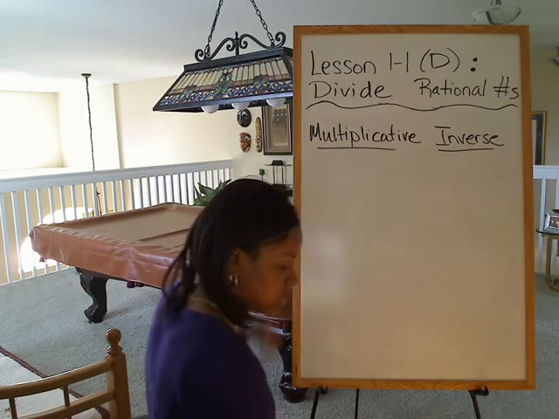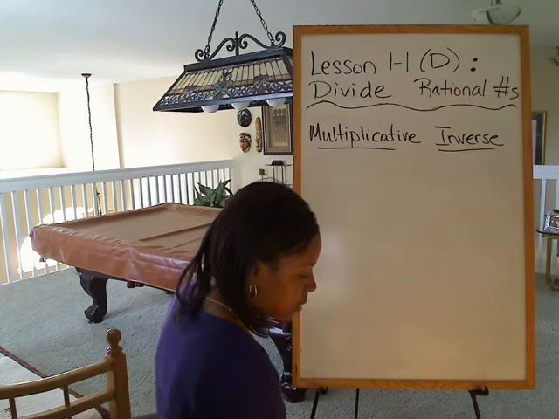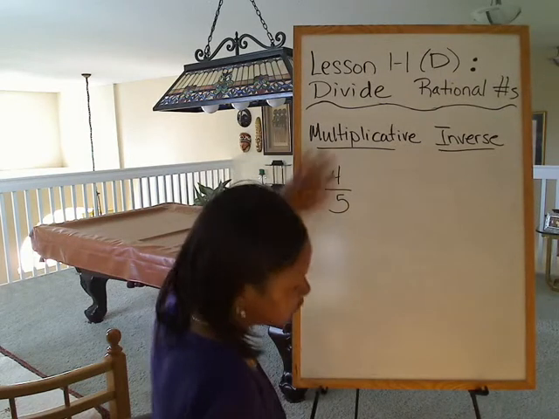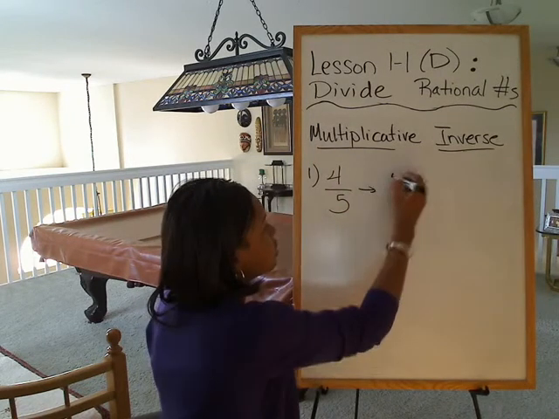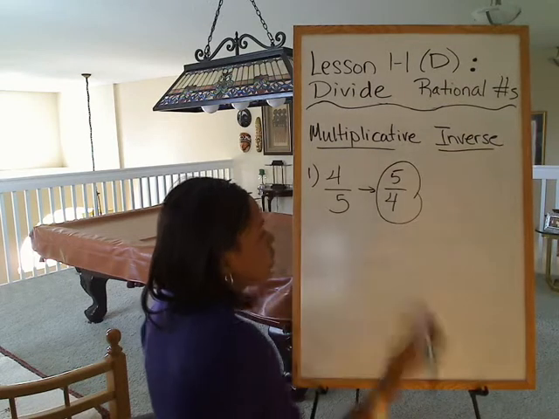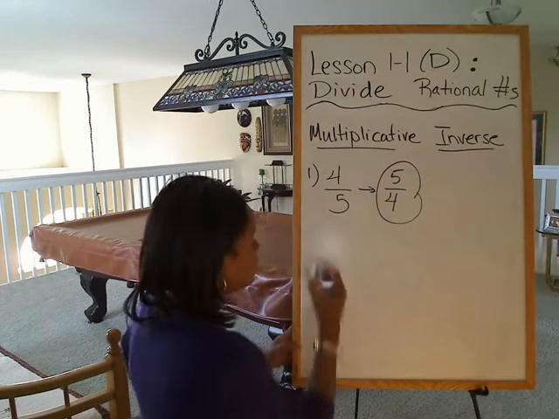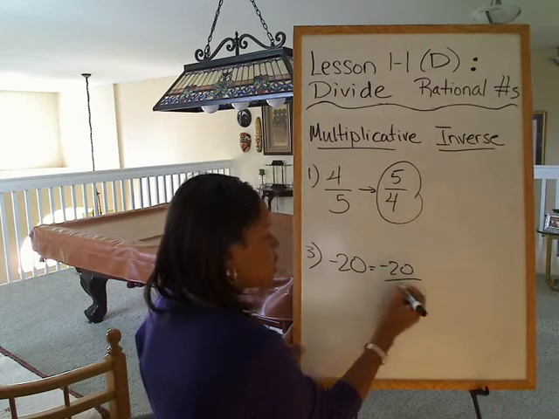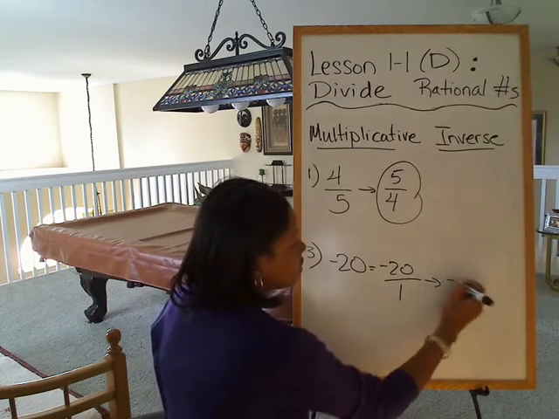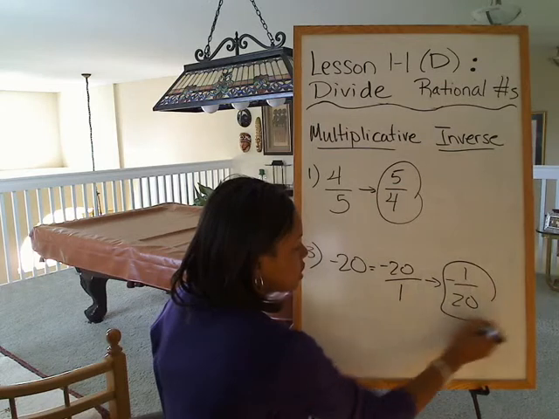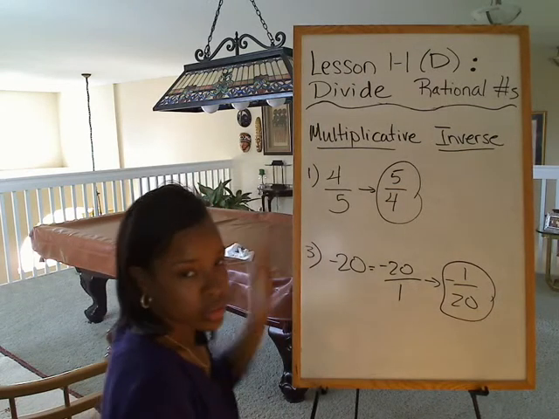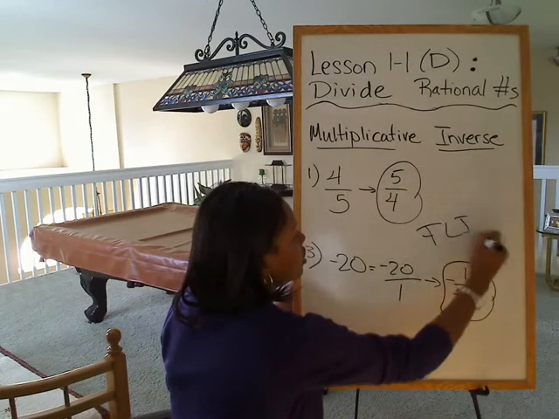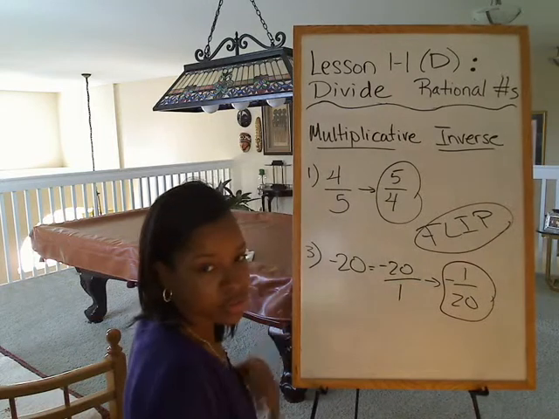I'm in your 1-1D homework practice, and I'm going to do number 1. They basically just ask you to write the multiplicative inverse. 4/5 is the fraction. The multiplicative inverse is 5/4. You just flip it. You're done. I'll do number 3. -20 is what they give you. First, make it a fraction by putting it over 1. Then flip it to -1/20. Notice it's still negative. And you're done. So multiplicative inverse just means flip. That's the word that should come to your mind when you hear multiplicative inverse, flip.